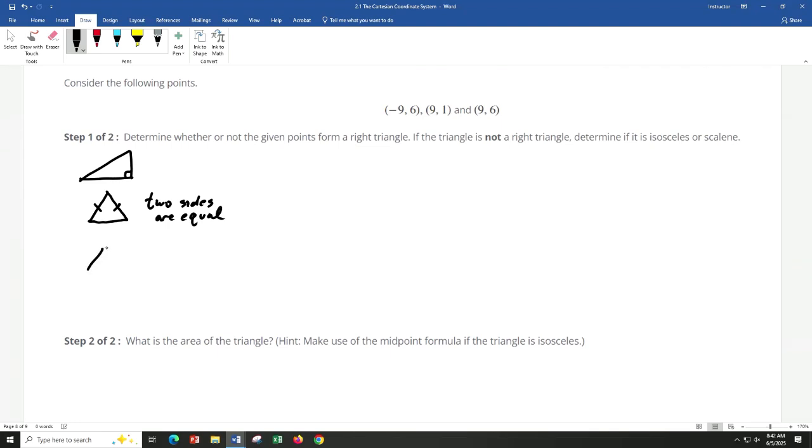Scalene. None of the sides are equal. The little lines, that's kind of geometry, little things saying, hey, if I have a 1 here and a 1 here, that means these things are the same. Okay, that's what it's saying. Right here, scalene, no sides are equal. So that's the isosceles and that's the scalene, right?